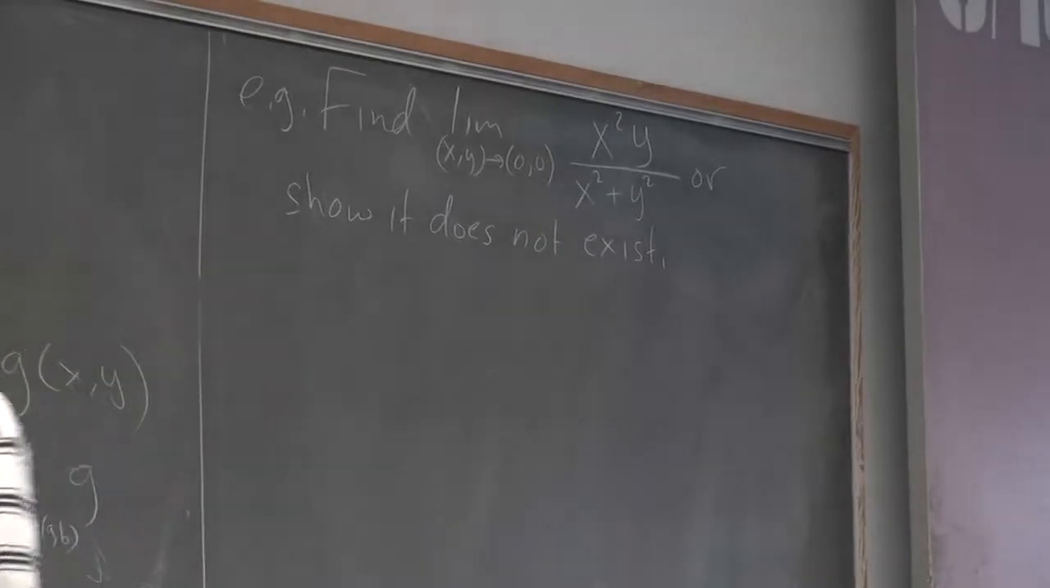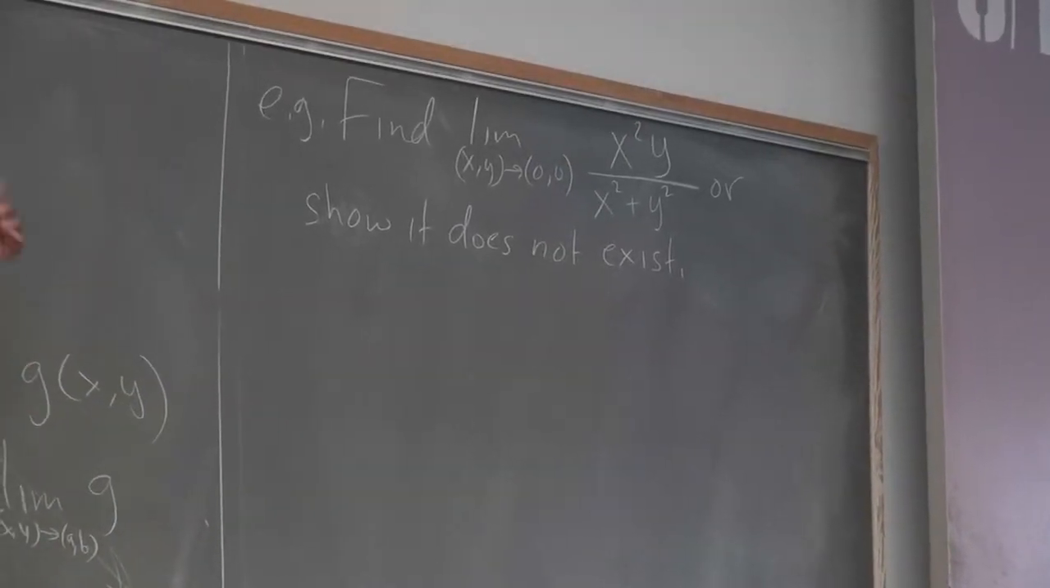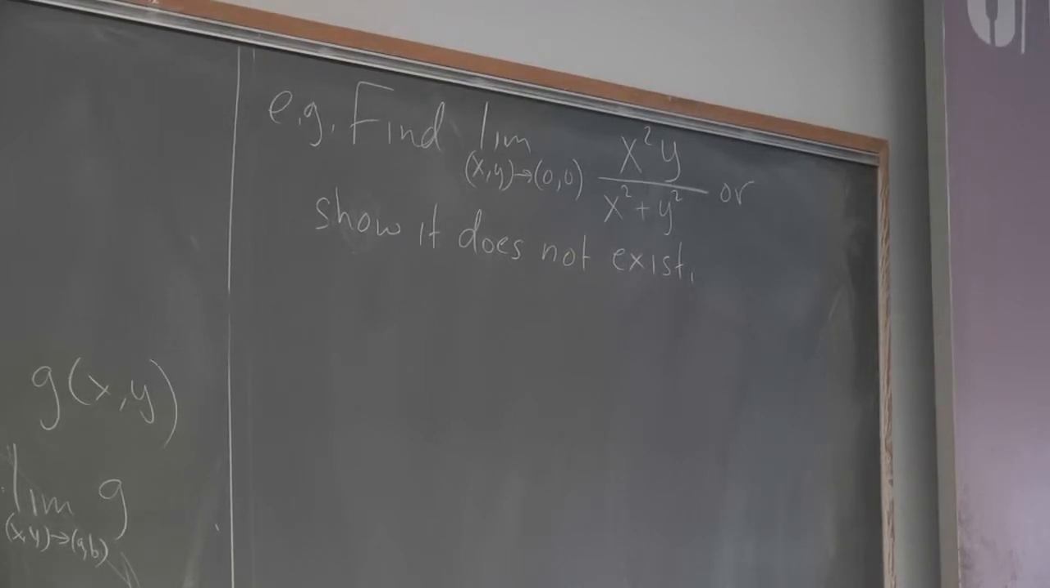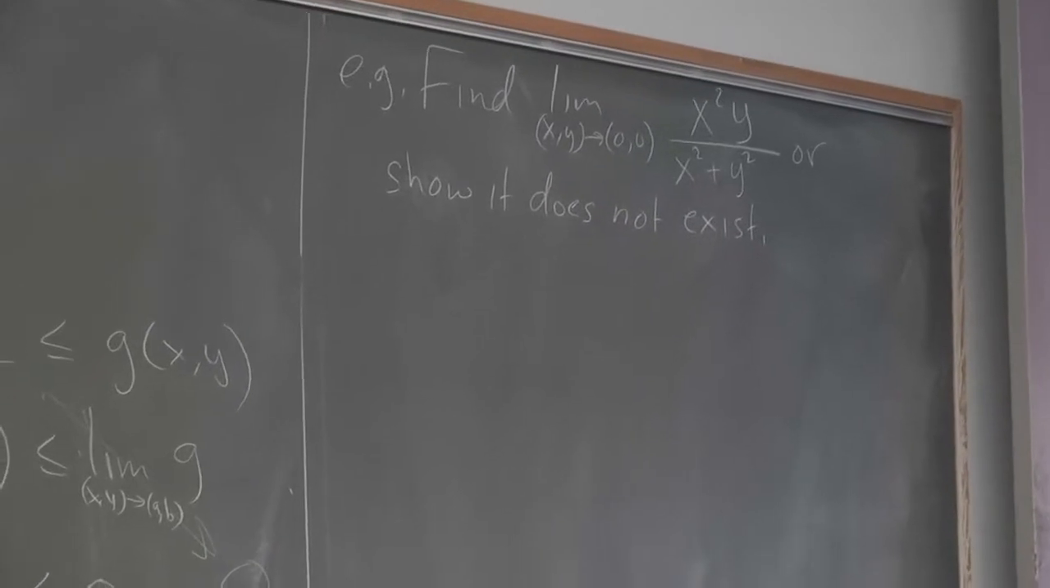Or show it does not exist, right? So a lot of times they'll ask a question like this: find this limit or show it does not exist. So they're not really telling you which it is, right? Now, if I see a question like that, the first thing I'm going to try to do is prove that it does not exist, because that's easy, right? I know how to pick paths that are really convenient.